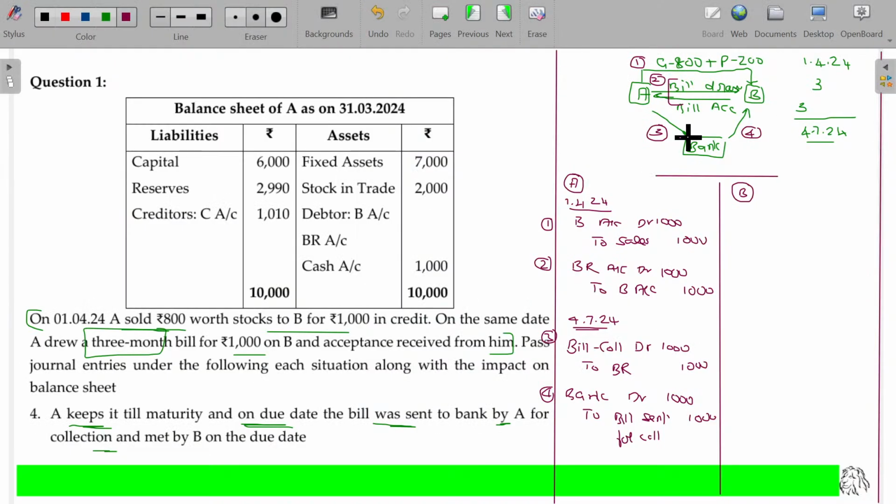Hope now you are able to see the screen. Yeah.